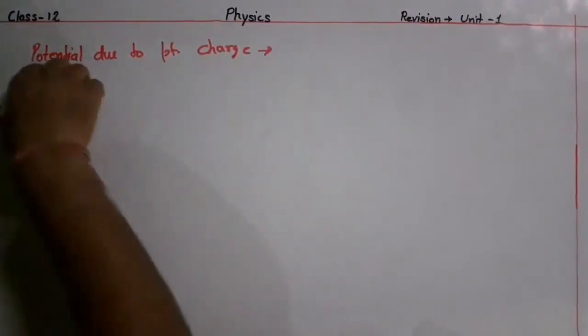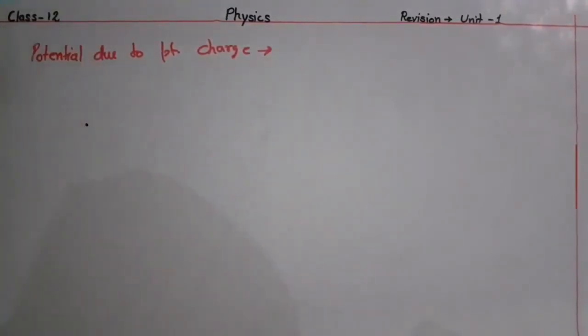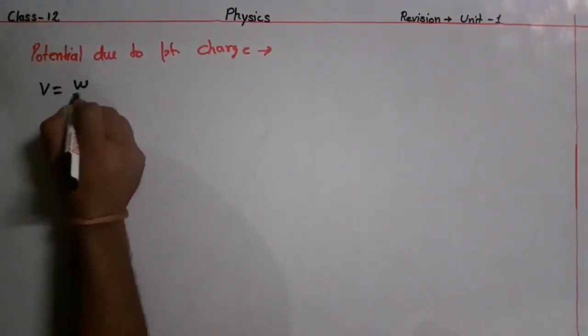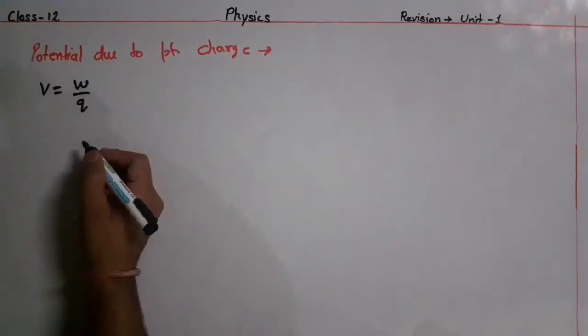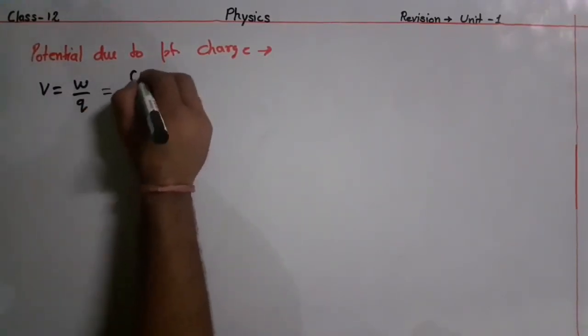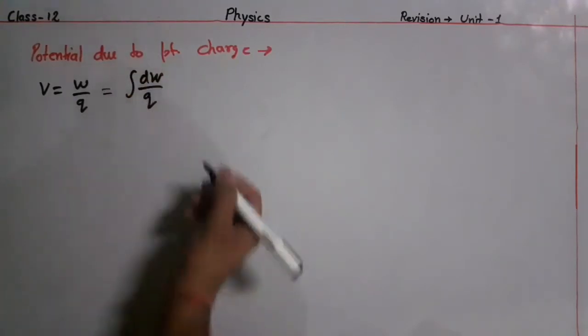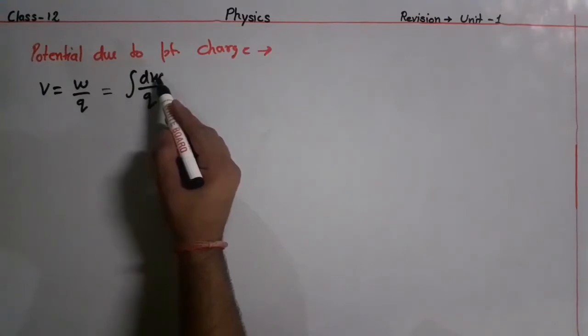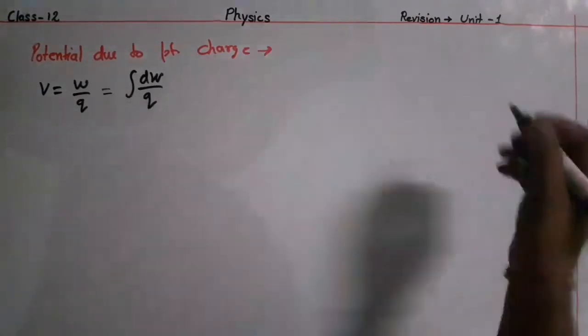What is the formula for potential? The formula for potential is V is equal to W upon Q. Next, this will become equal to the integration of dW by Q. I am going to calculate a small work done, and then I am going to integrate it.